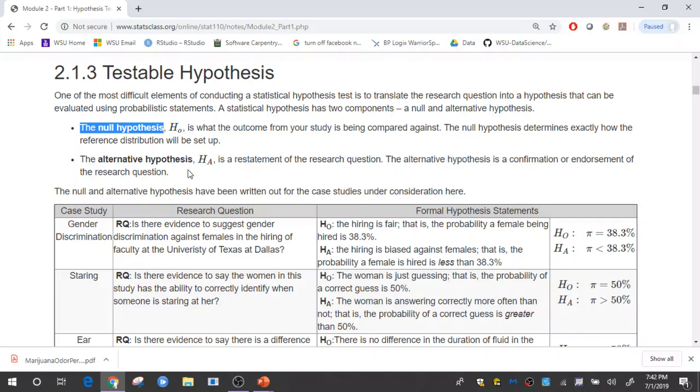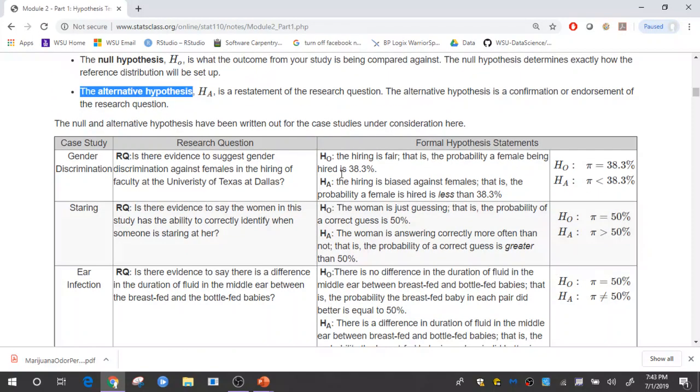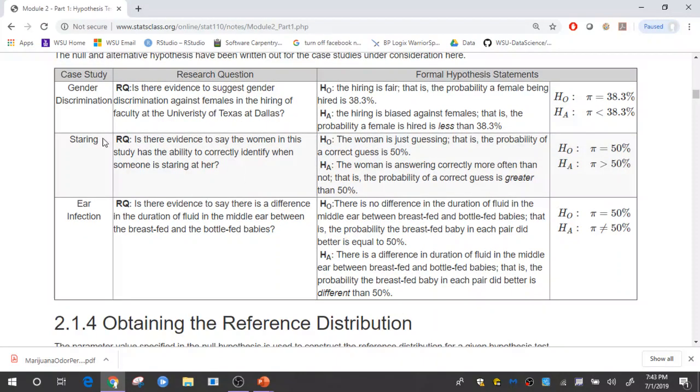The other is the alternative hypothesis. The alternative hypothesis, denoted by an HA, is a restatement of the research question. The alternative hypothesis is a confirmation or endorsement of the research question. So let's take the research questions from our 3 case studies and translate that into those formal hypothesis statements, the H naught and the HA.